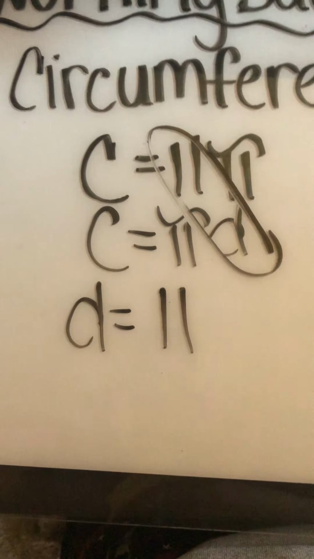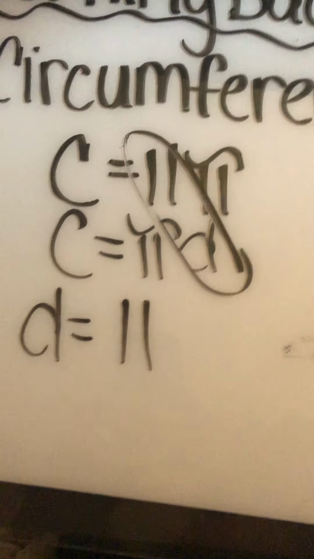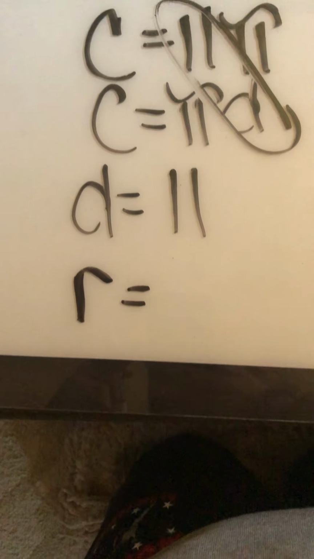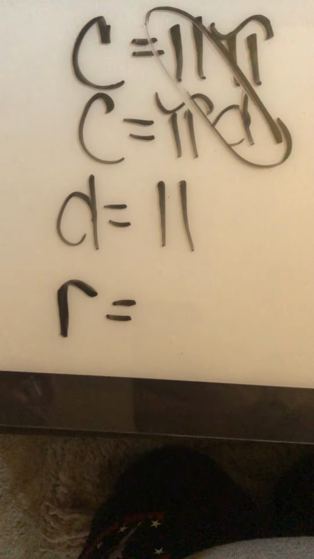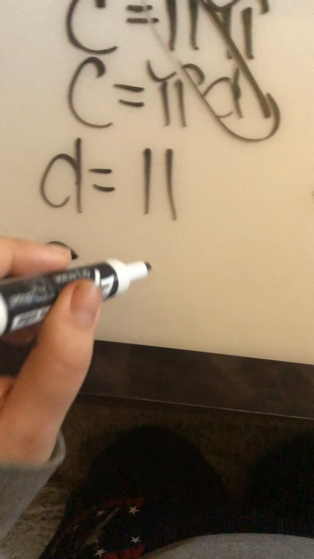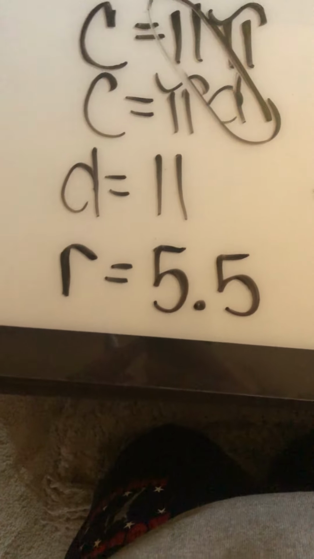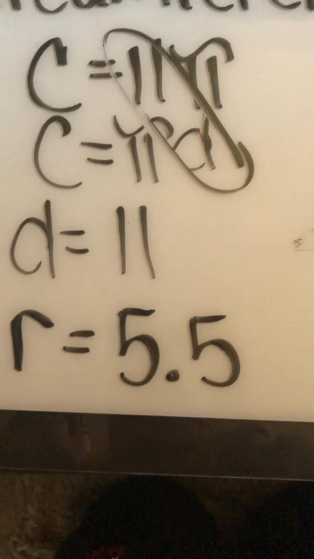Okay, so if we know that our diameter is 11, then we should at this point also be able to tell what our radius is. And the way you figure that out is by splitting your diameter in half, and that radius would be equal to 5.5. Half of 11 would be 5.5.